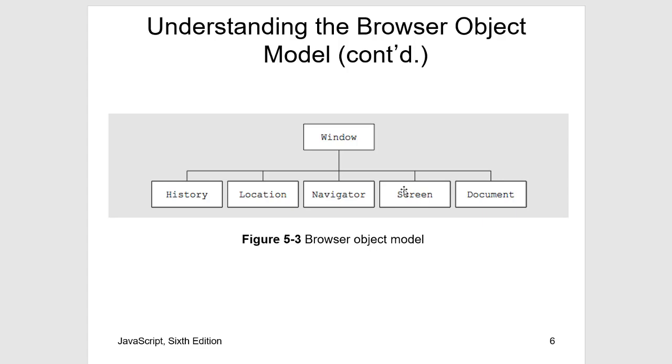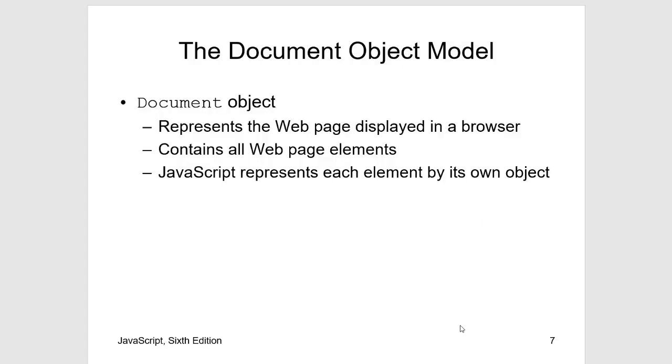This is talking about the size. This is talking about the browser that's being used. This is talking about the website and where it's stored on the server. And the history is where you were before you got to this page. The document object model represents all of the elements within the web page itself.